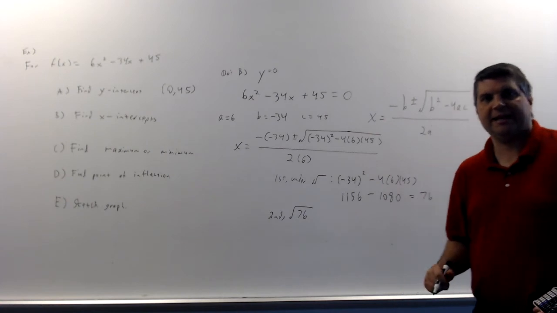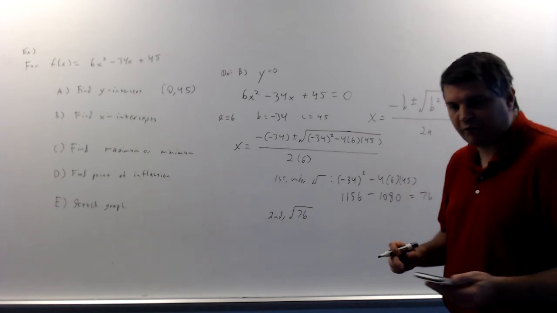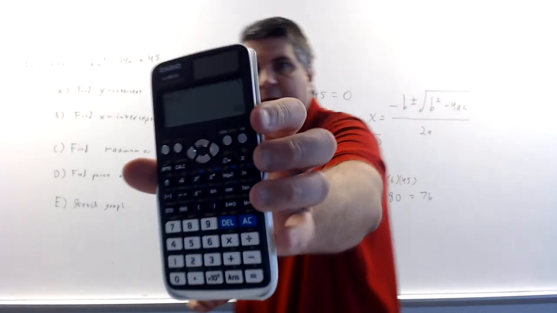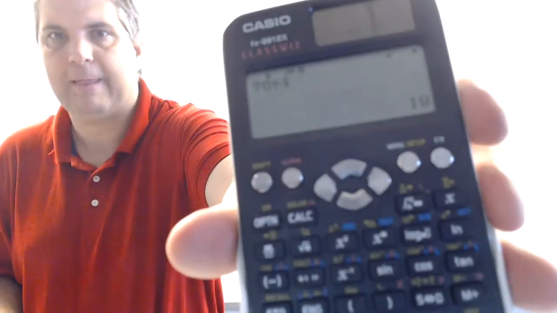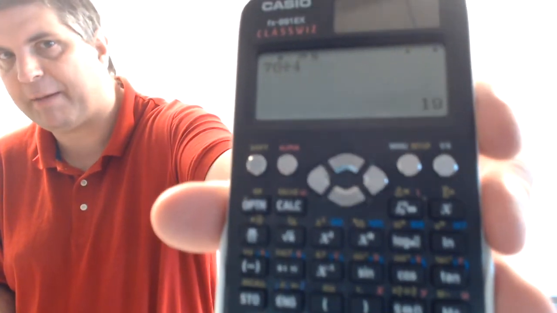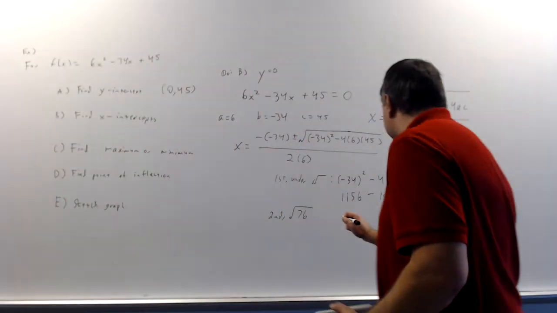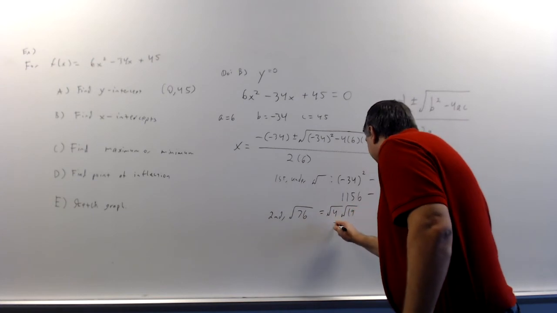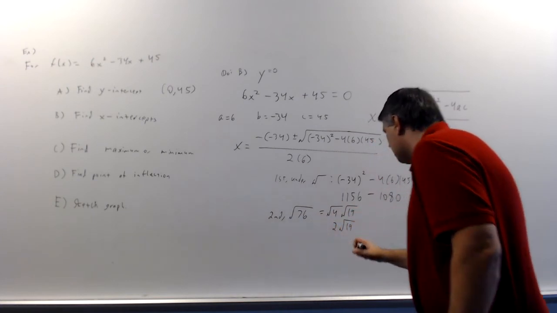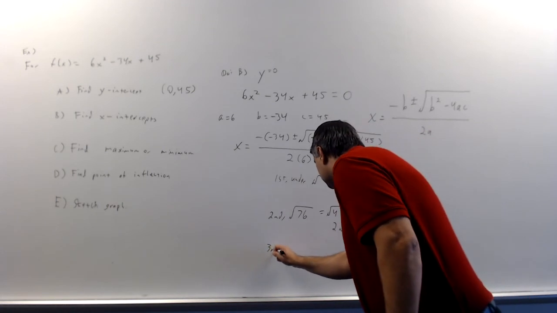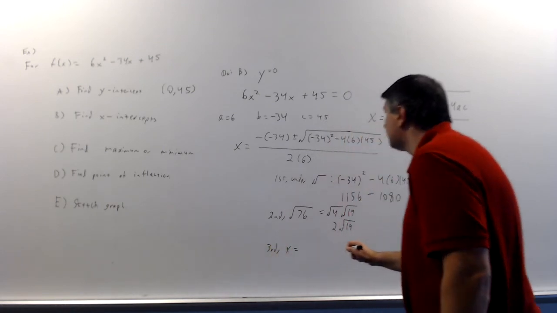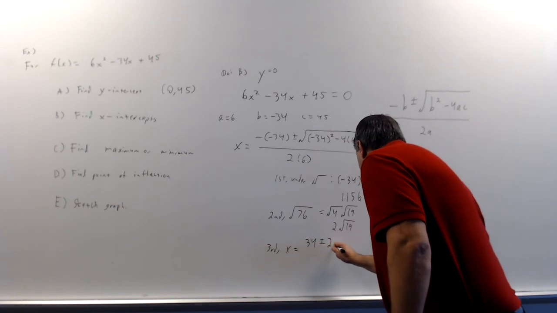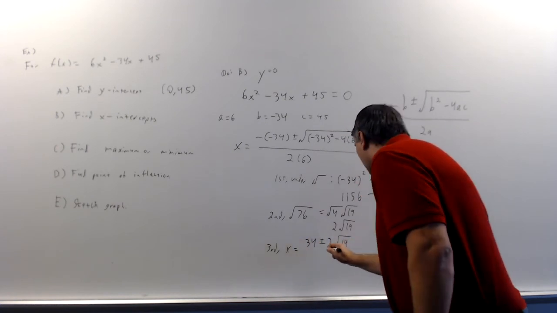Second, I simplify the square root of 76. Well, 76 is divisible by the perfect square 4. 76 divided by 4 is 19. So I'll split this up into the square root of 4 times the square root of 19. I get 2 square root of 19. So third, x equals 34 plus or minus 2 square root of 19 over 12.